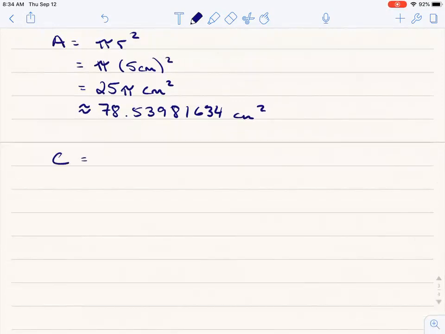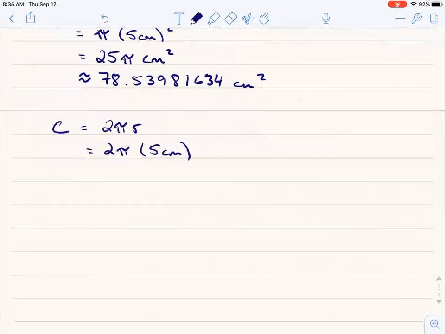C, the circumference, is 2 pi r. 2 is just a number, pi is just a number, times 5 centimeters. 10 pi centimeters, which is approximately, oh man, how many digits of pi do I know? 3.14, I think, 15. There's a song, I don't remember it though. Anyways, I always just go to 3.14. 10 times pi.